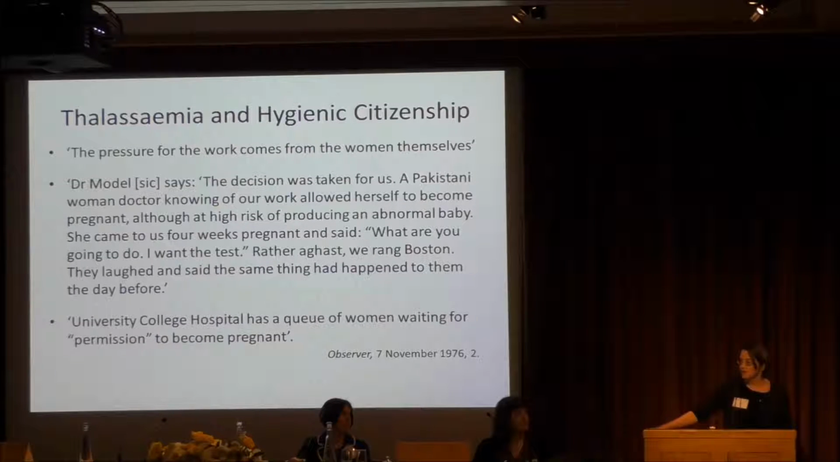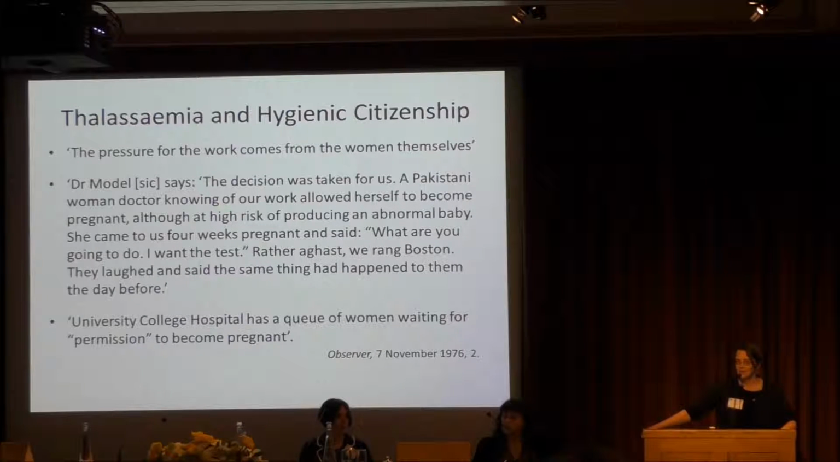And I think that's something we saw looking at the papers this morning as well. Women wanted to have reproductive control, in this case, in order to produce healthy children. And what the doctors of this clinic reported, a researcher Bernadette Modell, was that the decision about what services to offer, what experiments to try in terms of helping parents with thalassemic children and parents at risk of thalassemia, the decision was taken for us. A Pakistani woman doctor, knowing of our work, allowed herself to become pregnant, although at high risk of producing an abnormal baby. She came to us 4 weeks pregnant and said, "What are you going to do?